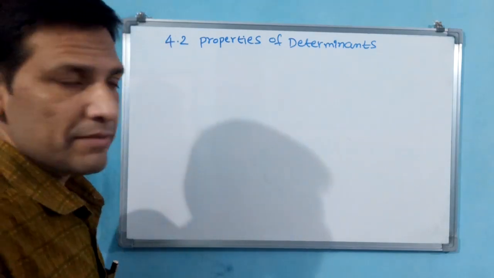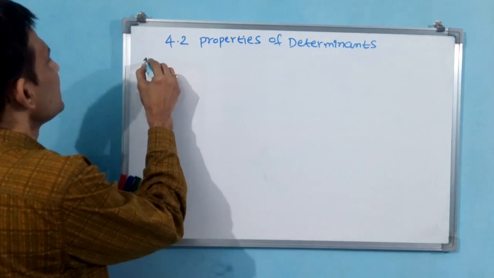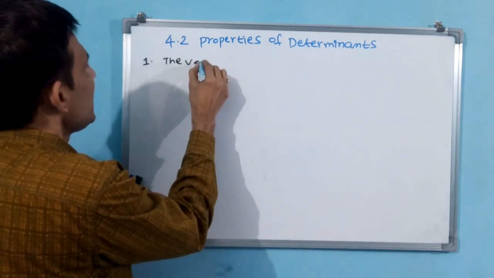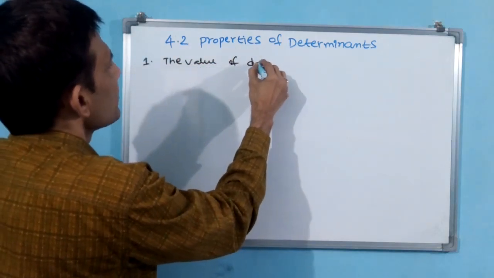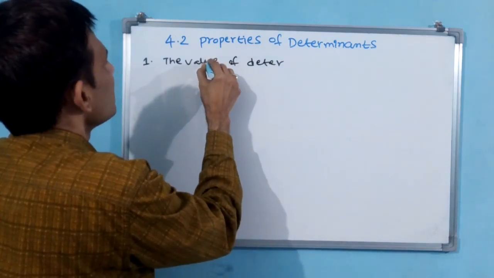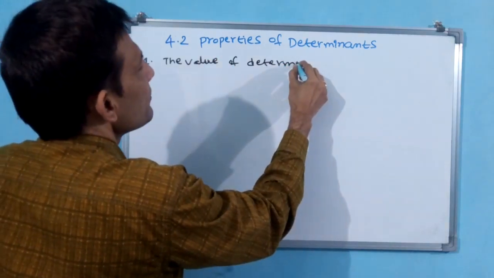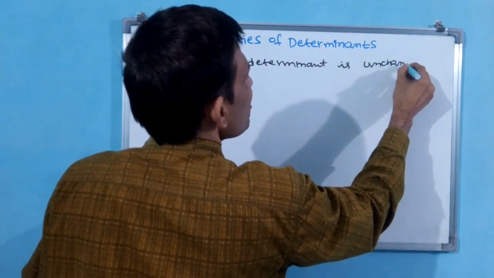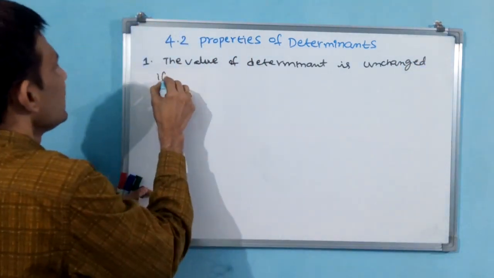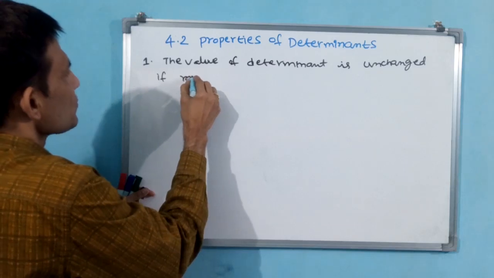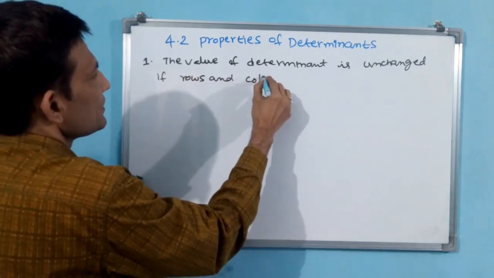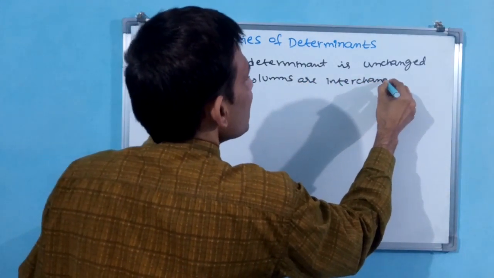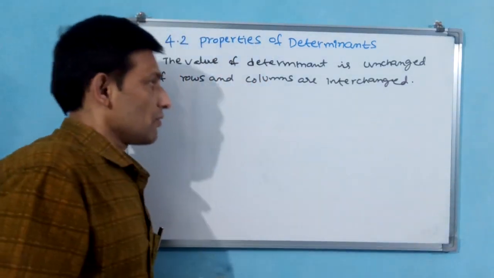You see the first property that I am writing. Number 1, the value of the determinant is unchanged, if rows and columns are interchanged. Rows and columns are interchanged.